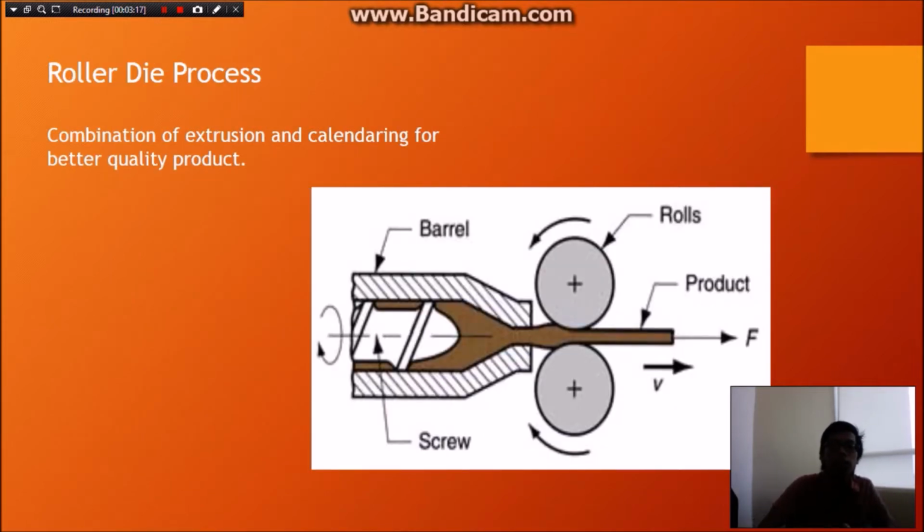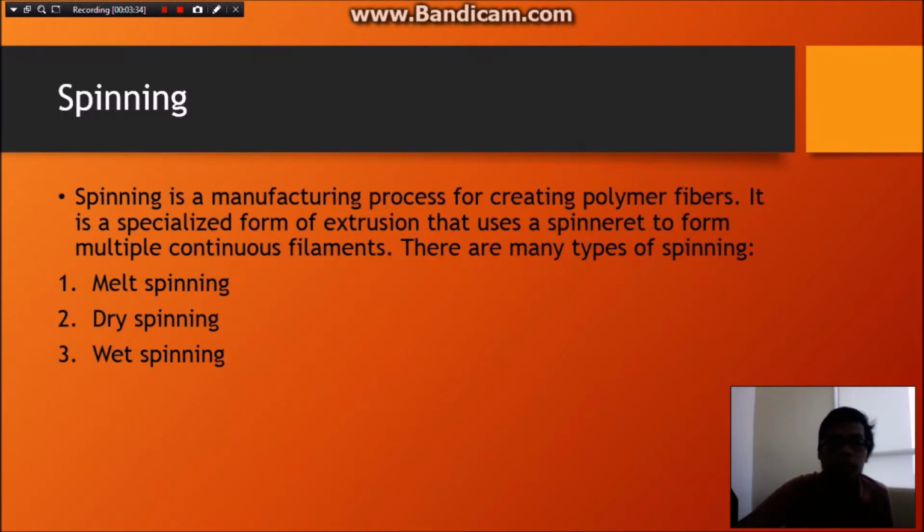Next is about the roller die process. It is a combination of extrusion and calendering for better quality product. We put the material into the barrel and then we roll it using the roller, and then we get the product.